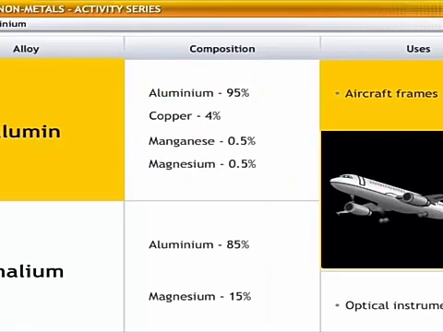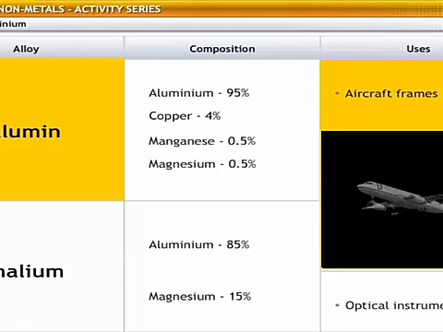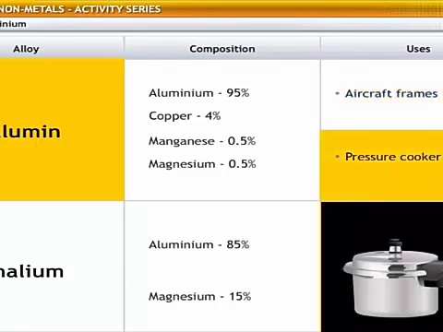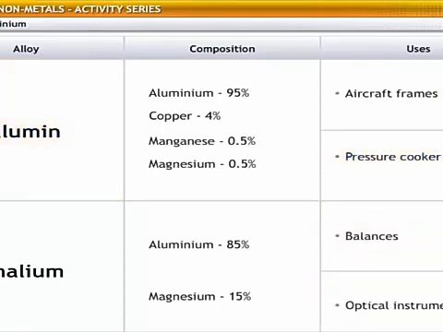Duralumin is widely used in the aircraft industry. This is because of its lightness and other desirable physical properties. It is also used in making pressure cookers to withstand high temperatures.